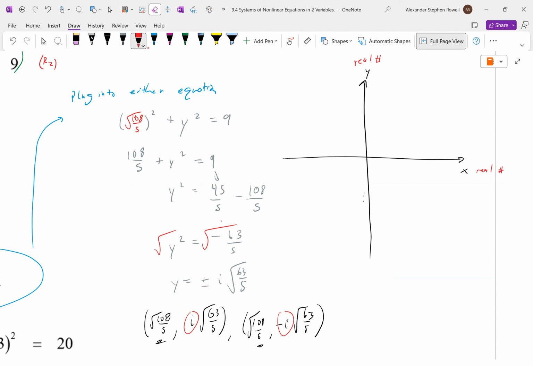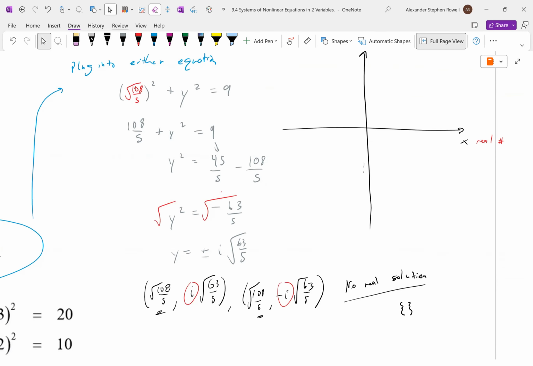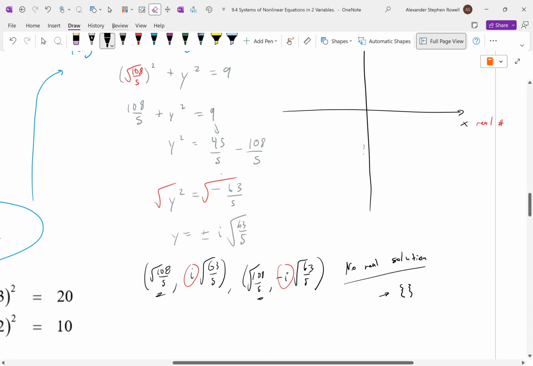Okay, so this is the case when the two do not intersect at all. We would say there is no real solution. There are imaginary solutions, but we're trying to find the real ones where they intersect. For the nonlinear ones, we're going to throw out imaginary solutions. So on your homework, I believe it says the solution set is this, meaning empty set. We're going to say no solution here.